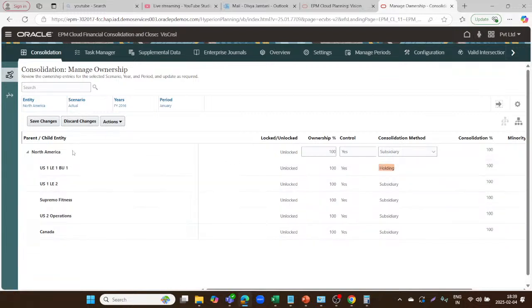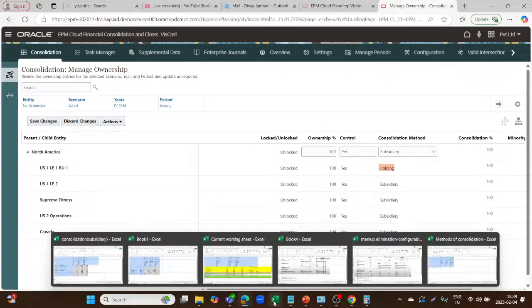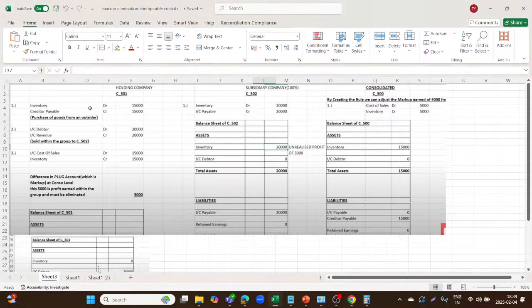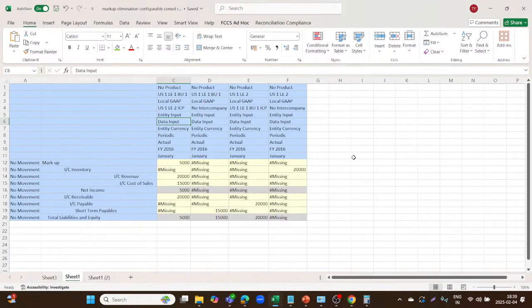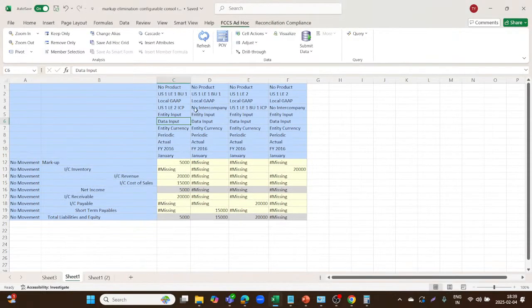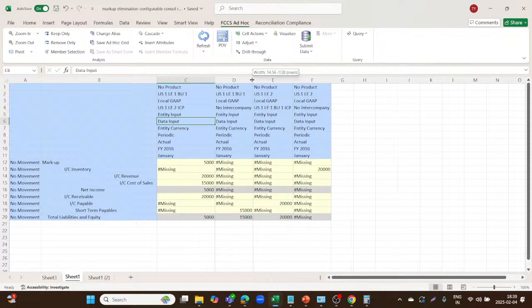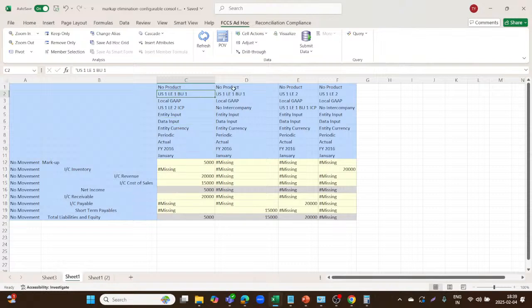So this is correct. Now before this, I would like to show you my input sheet where I have entered the details. So if you see, these are 4 columns. How this is bifurcated is, these first 2 columns is for LE1 US1 LE1, that is legal entity 1.